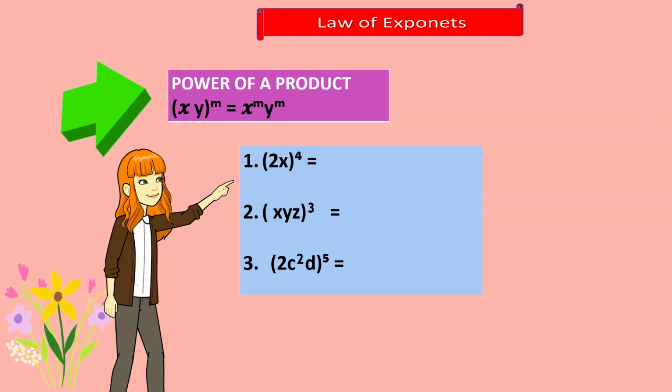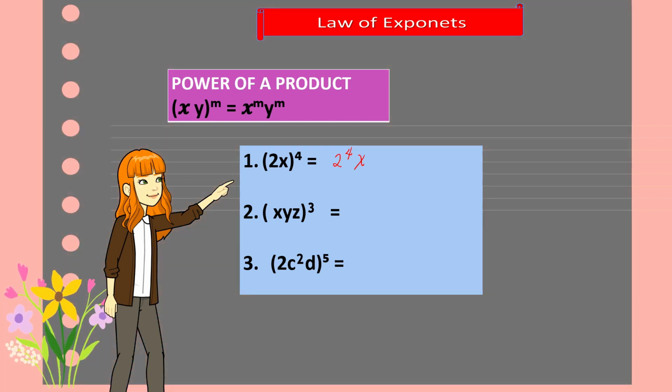The power of a product. This time, we will have a product and it is raised to the m power. This is equal to x raised to m, y raised to m. Let's have an example. We have 2x raised to the 4th power. So, we will distribute 2 raised to the 4 and x raised to the 4. So, 2 raised to the 4 means 2 times 2, 4 times 2, 8 times 2, 16. And then, copy the x raised to the 4. How about example number 2? xyz.